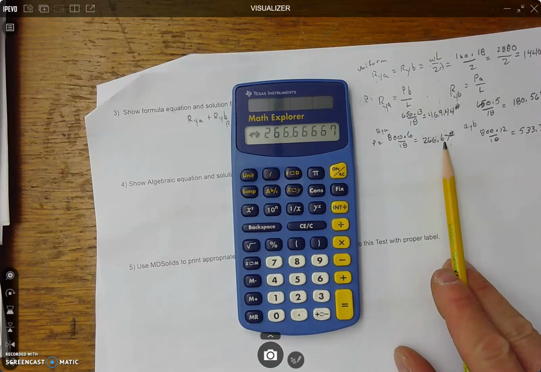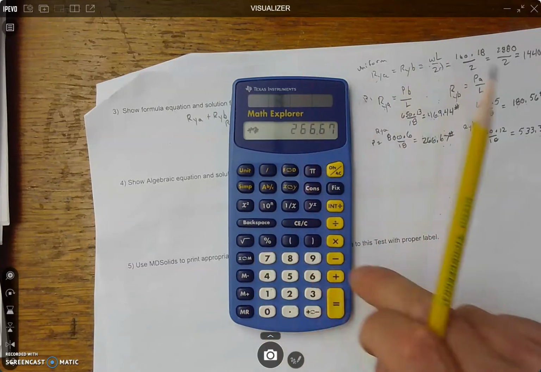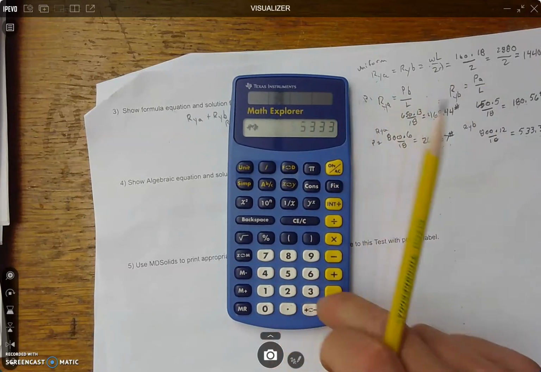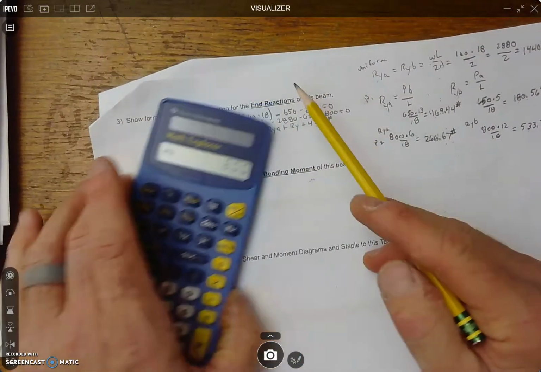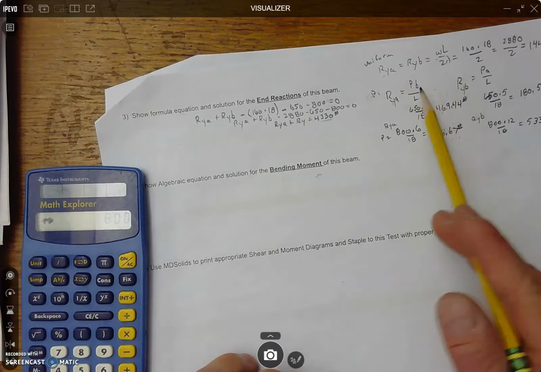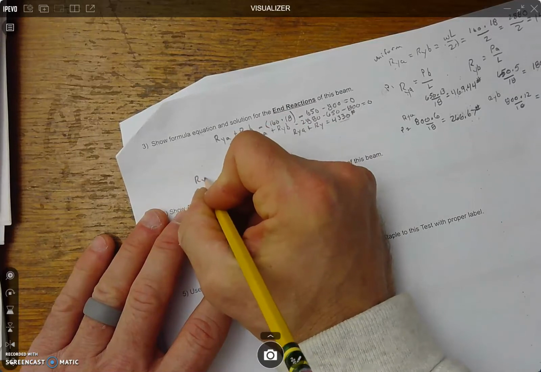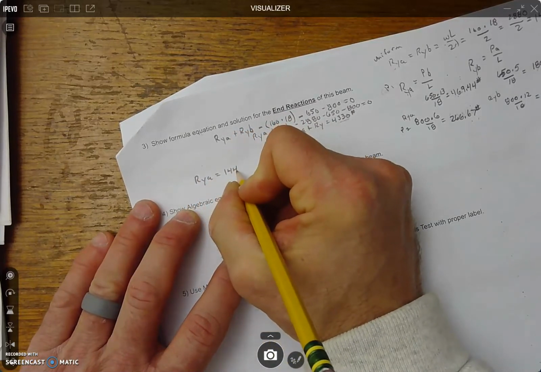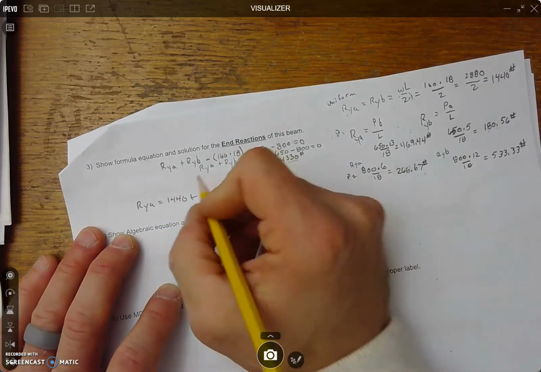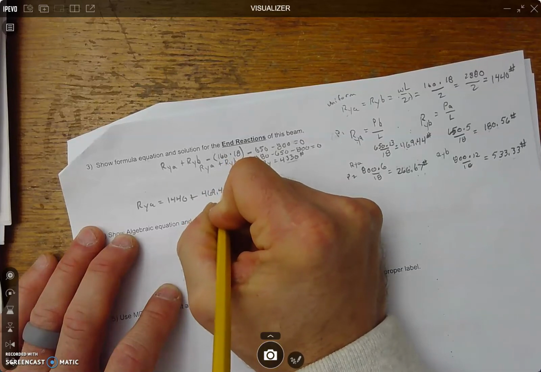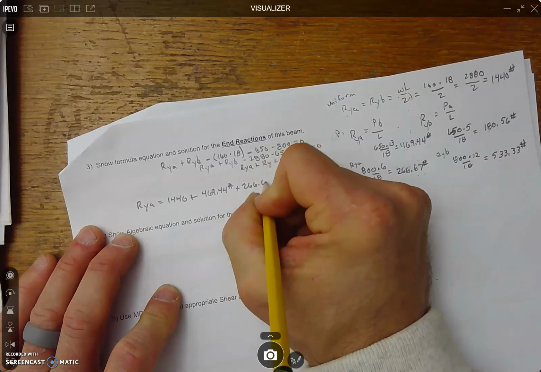hold 266.67 of them. Again, these should add up to 800, right? So 266.67 plus 533.33 equals 800. So we figured out of our load how much is distributed where. So now we just got to add these up. We know RYA and RYB hold 1,440, so we're going to go RYA equals 1,440, we get that from here, plus 469.44 pounds, plus 266.67 pounds.